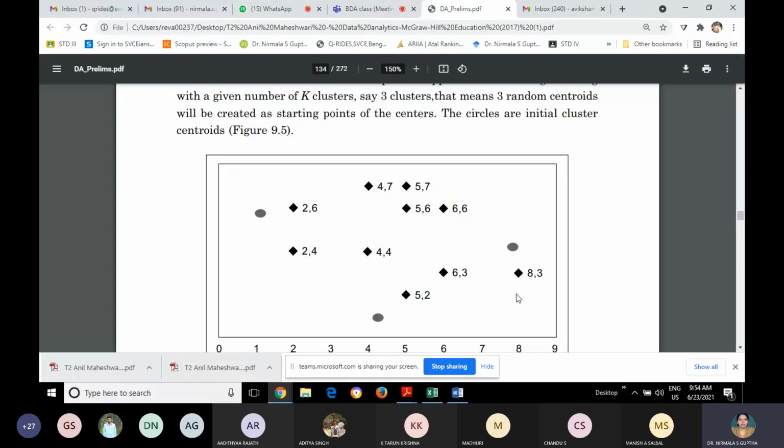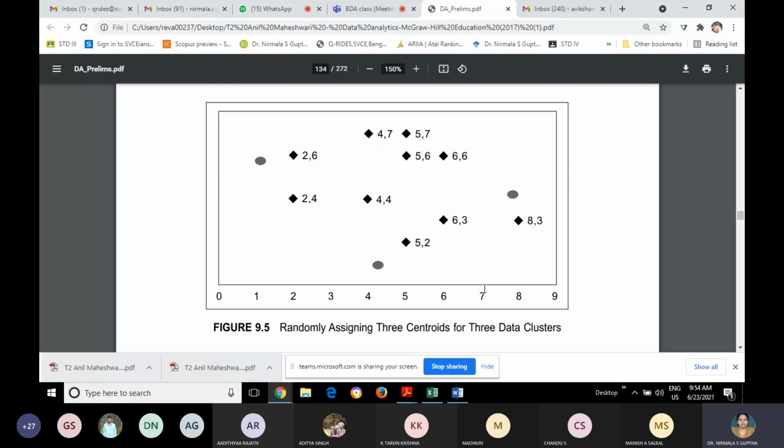You're able to see the randomly placed centroids, the gray color circles, 3 points? Answer me. Yes, ma'am. Okay, fine. So after this, what are we supposed to do?